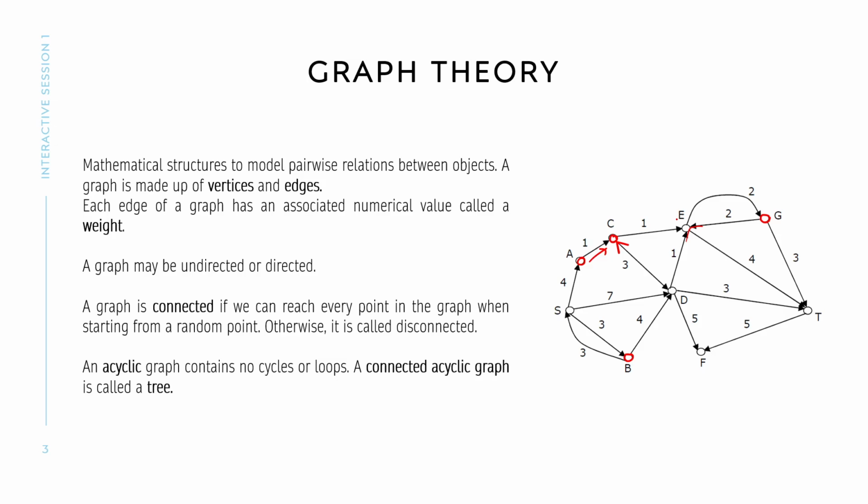The main thing to note here is that when you move to the next concept, it will be important. A connected acyclic graph, which means a graph which is connected, so I can reach any point from any other point, and it's acyclic, it does not contain any loops. These kinds of graphs are called trees. So this will be useful when we discuss decision trees.